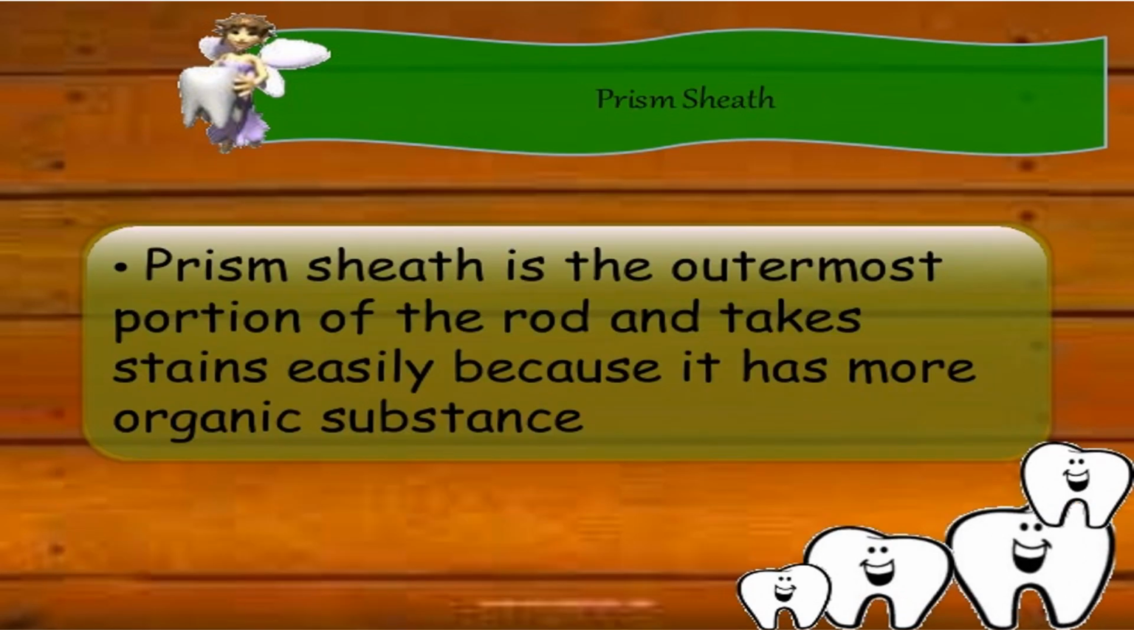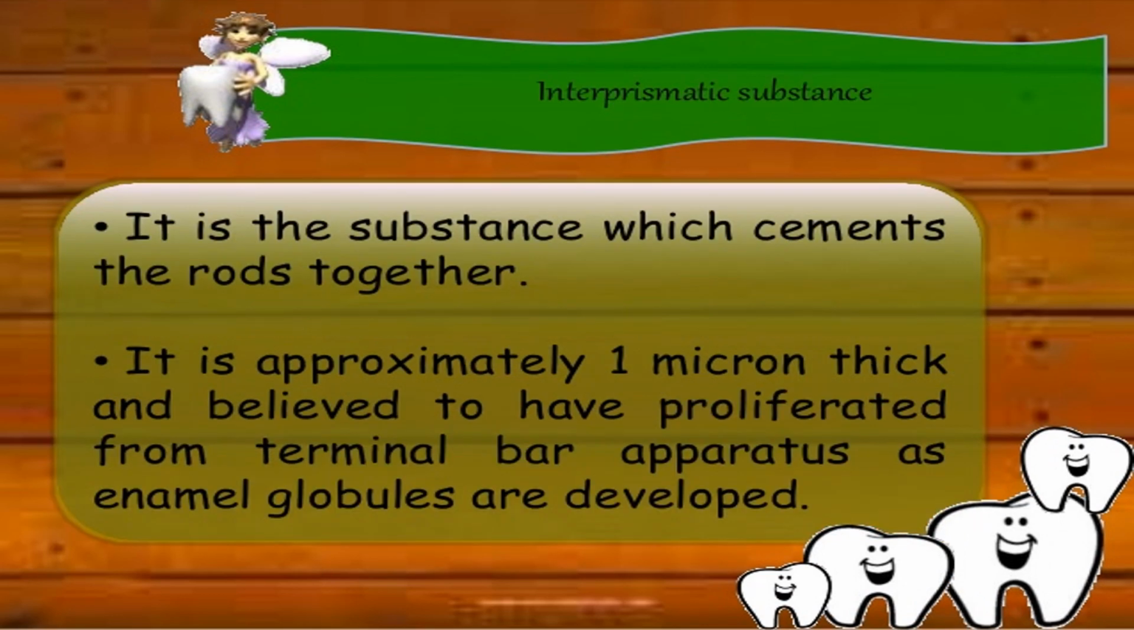Second is the prism sheet. Prism sheet is the outermost portion of the rod and takes stains easily because it has more organic substance. It is a substance which cements the rods together. It is approximately 1 micron thick and believed to have proliferated from the terminal bar apparatus as enamel globules are developed. This is about interprismatic substance.